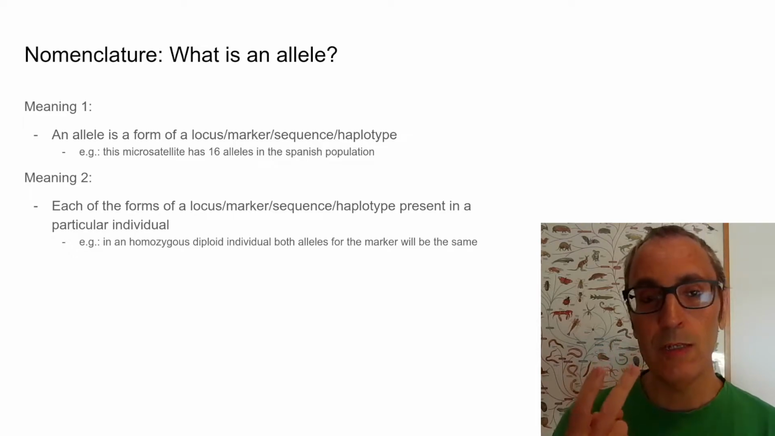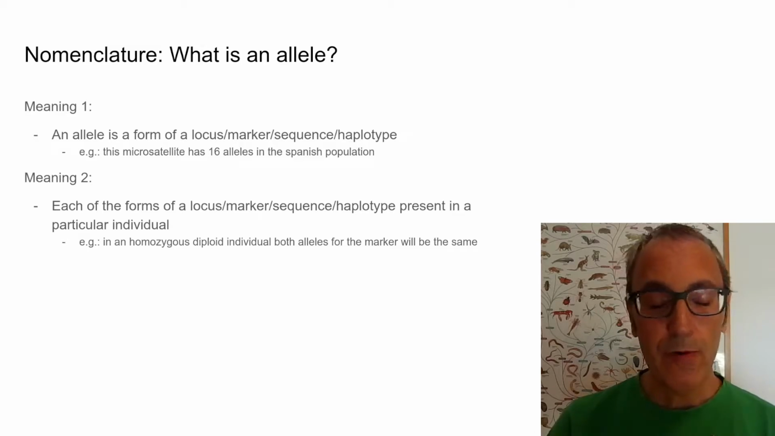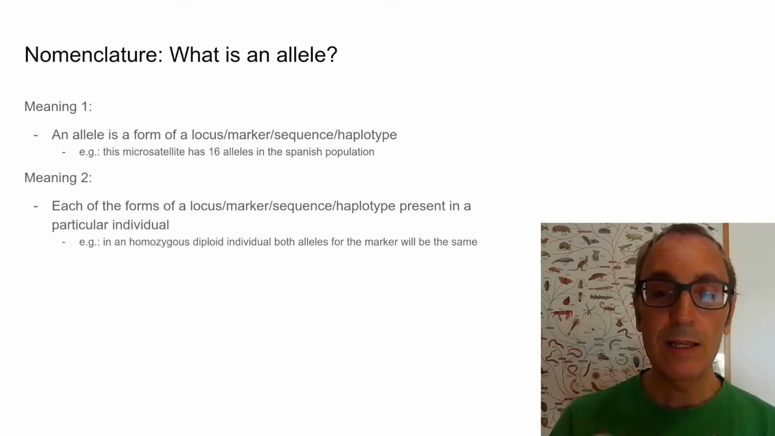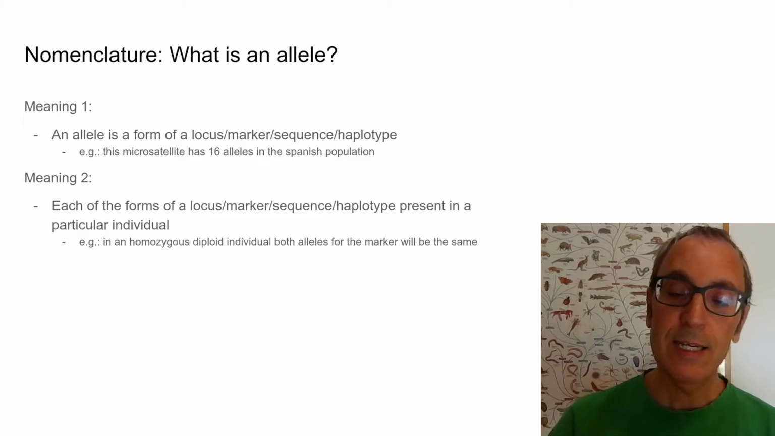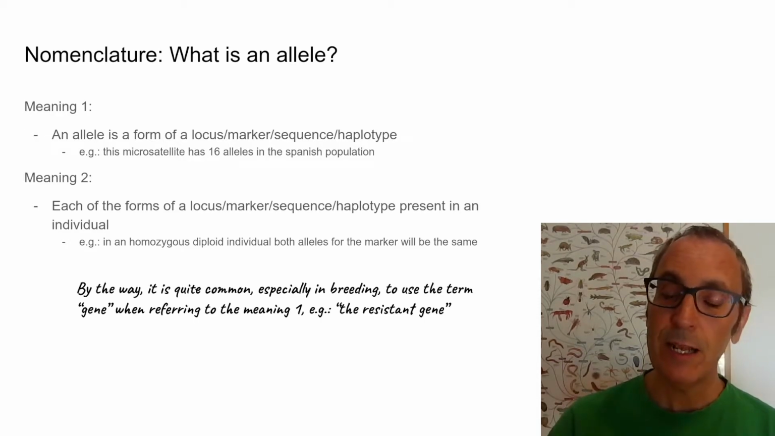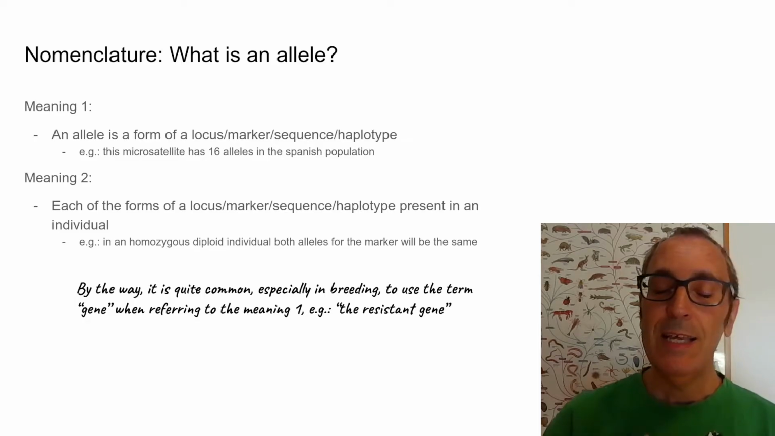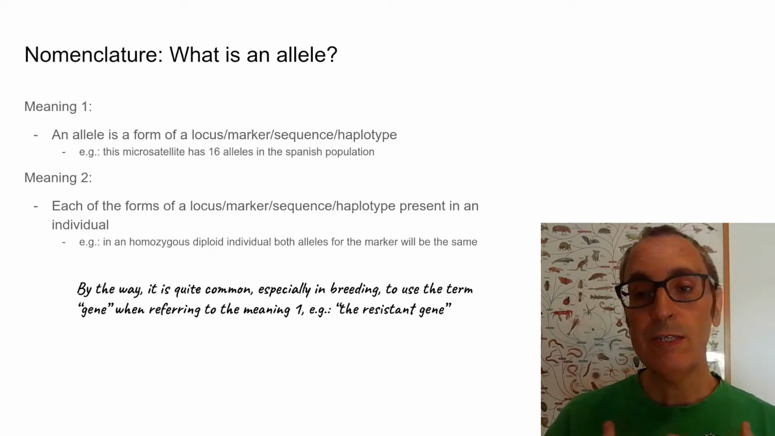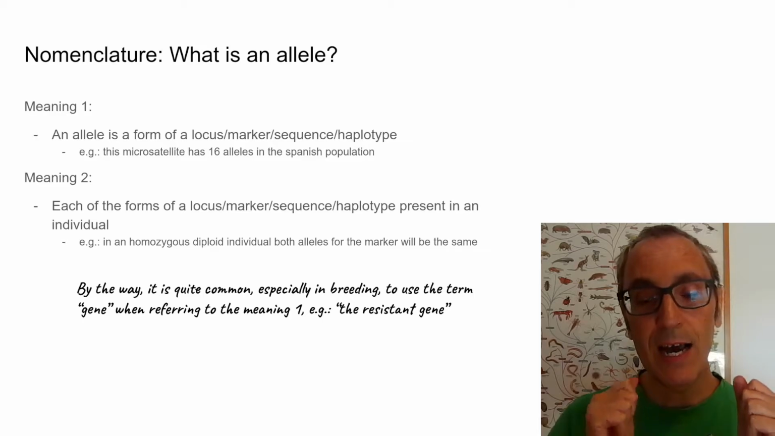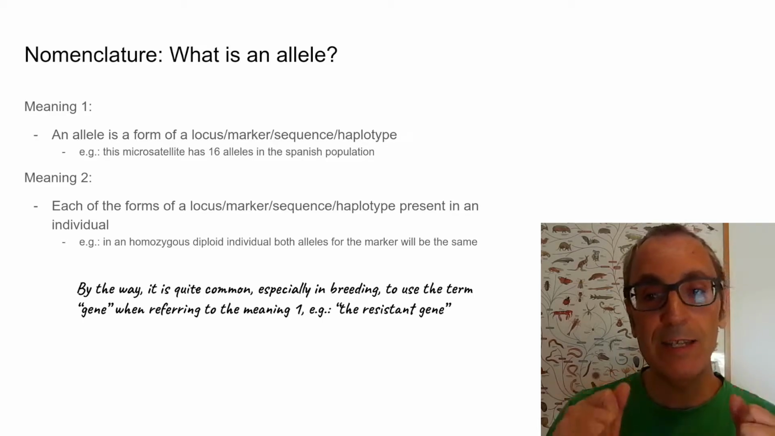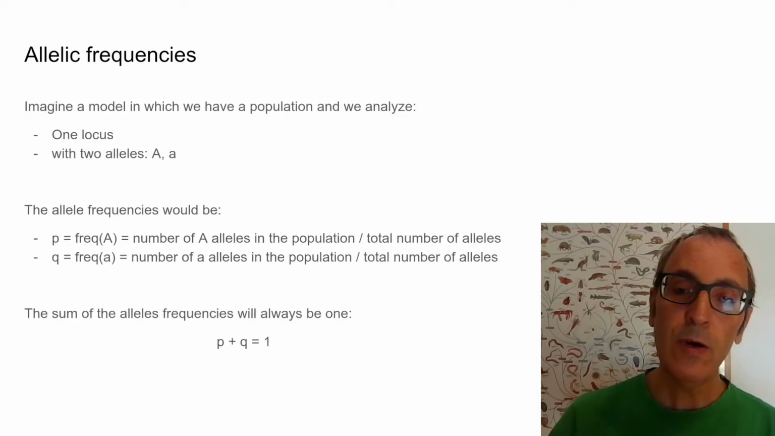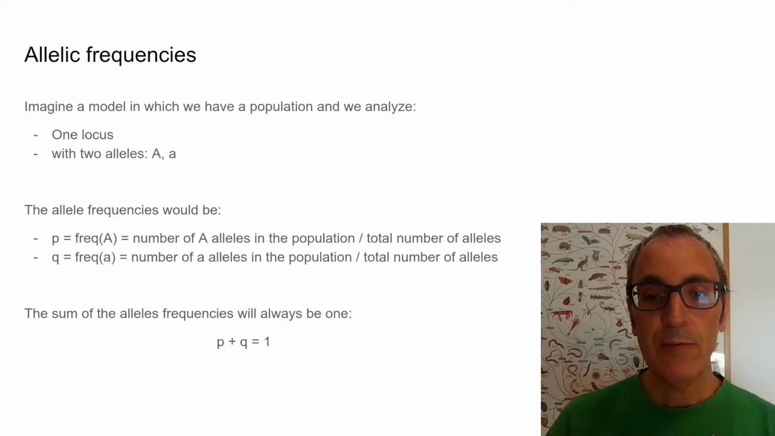So we have 2 meanings for allele, and there's also another complication: it is quite frequent to use the term gene to refer to these meanings. For instance, especially in breeding, we can hear things like we have a gene for resistance, when in fact most of the time what we mean is that we have an allele, the resistant allele for the locus. Okay, we have already said what is an allele.